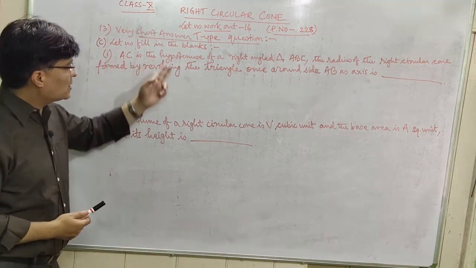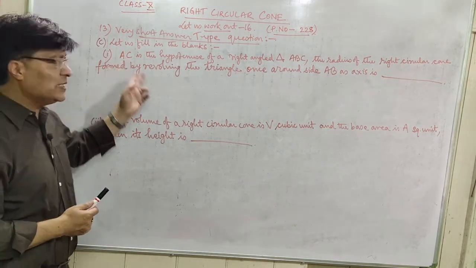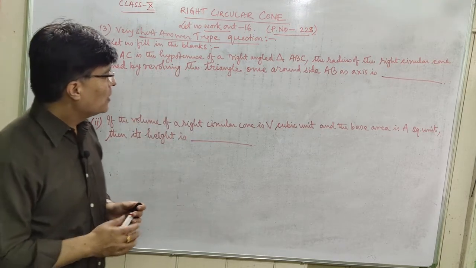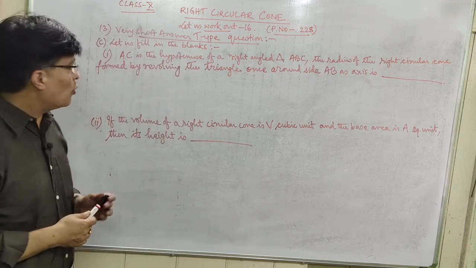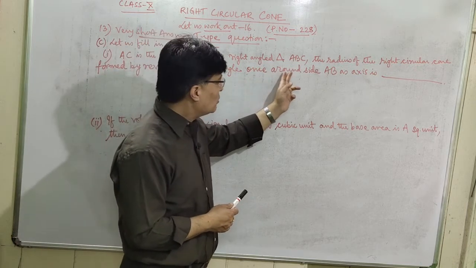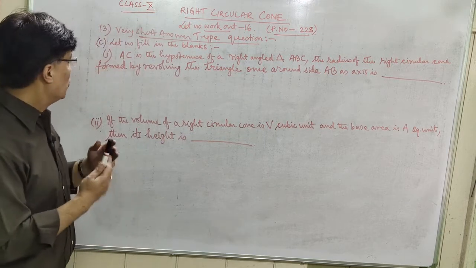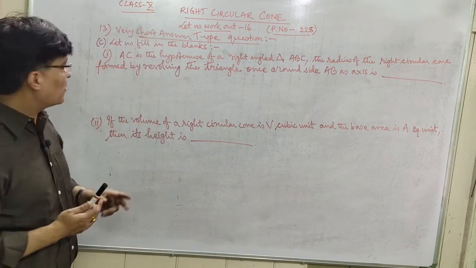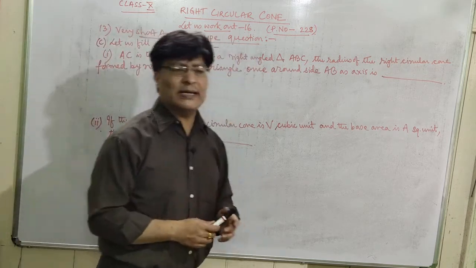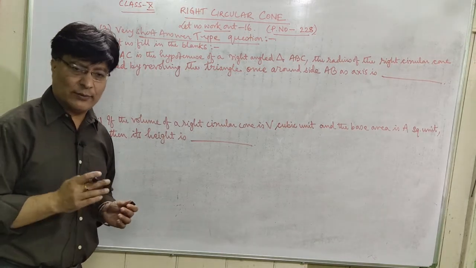AC is the hypotenuse of a right angle triangle ABC. So what is AC here? AC is the hypotenuse of a right angle triangle ABC. Now the radius of the right circular cone formed by revolving the triangle once around the side AB as axis is which one? Which is the radius of the right circular cone formed by revolving the triangle once around the side AB as axis is dash. So what will be the radius in this case? You have to find it.